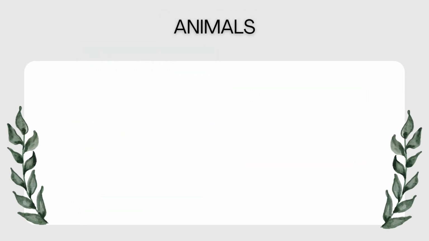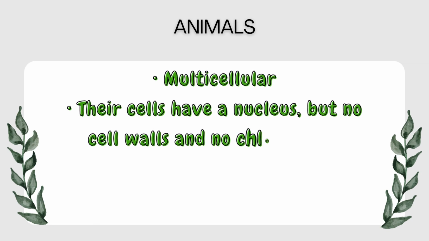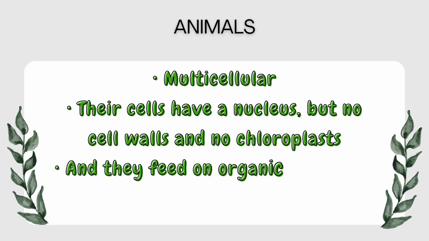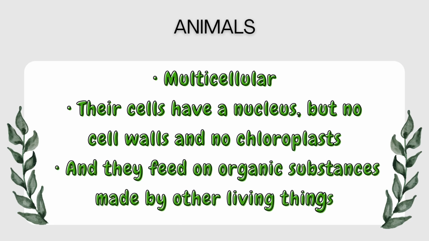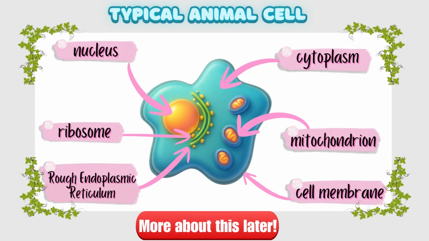First up, animals. All animals are multicellular. Their cells have a nucleus, but no cell walls and no chloroplasts. And they feed on organic substances made by other living things, they don't make their own food. A typical animal cell would look like this.